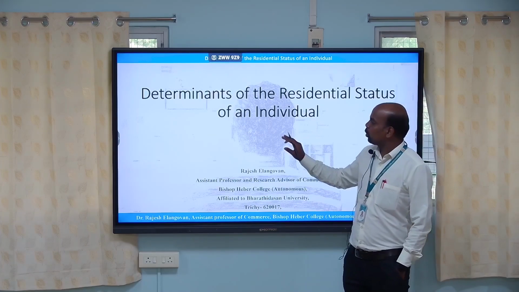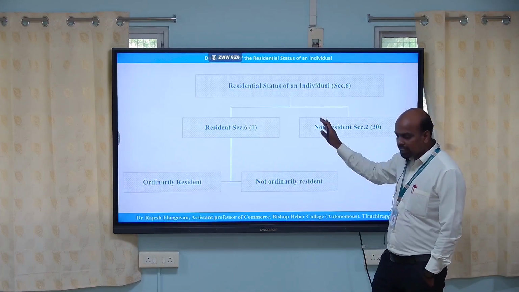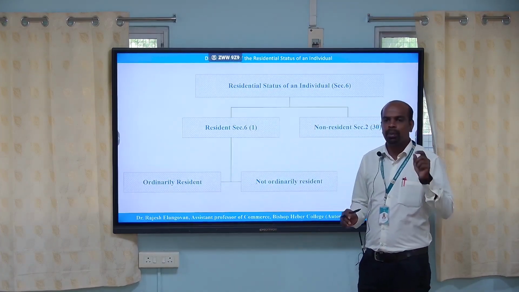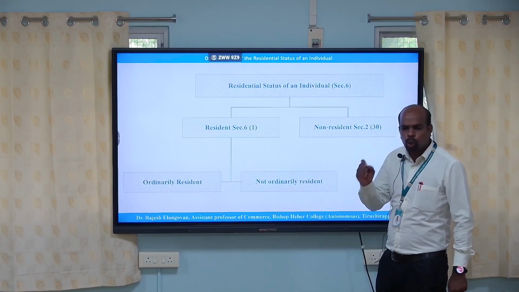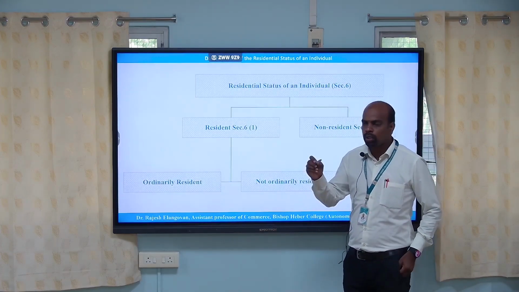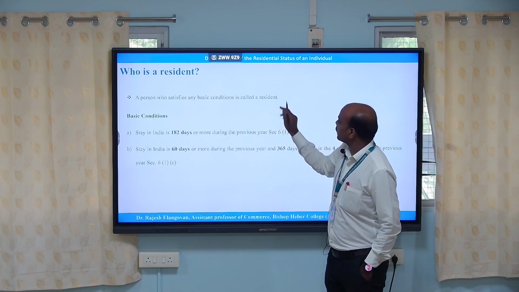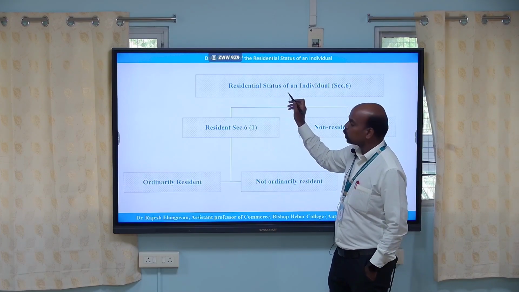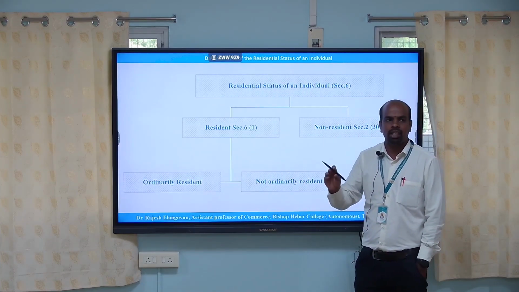We are going to discuss the determinants of the residential status of an individual. The residential status of an individual can be classified into two categories as per the Income Tax Act 1961, Section 6, subsection 1. You can easily remember the section. Have a look at the word status. It has 6 letters: S, T, A, T, U, S. So you can easily remember that Section 6 deals with the residential status of an individual.